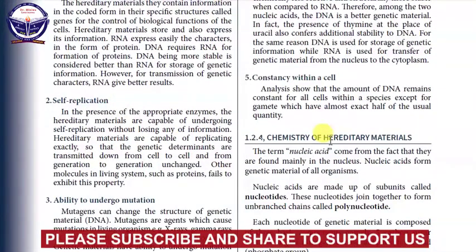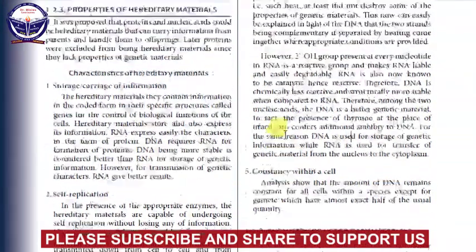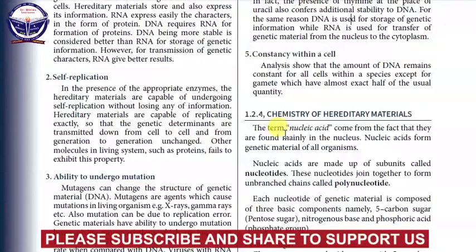Now we can continue with the next property, which is the constancy within a cell. Kwenye kitabu cha Tai hiyo ni property namba 2. Wanasema the structural elements of genetic material are ubiquitous in their distribution. That means they are found everywhere in life forms. Constancy within a cell: analysis shows that the amount of DNA remains constant for all cells within a species, except for gametes, which have almost exactly half of the usual.